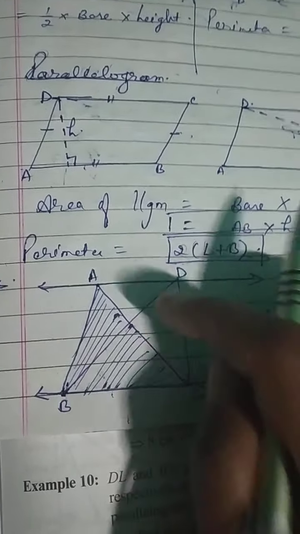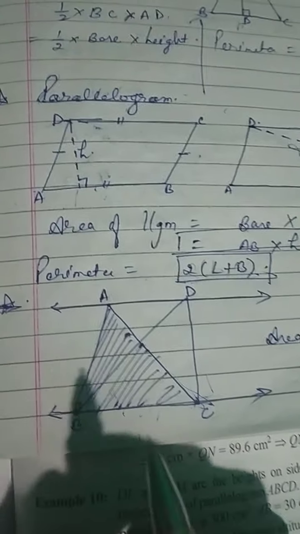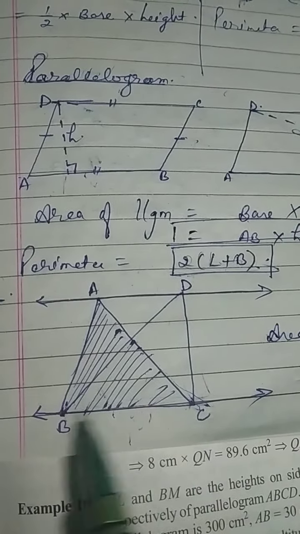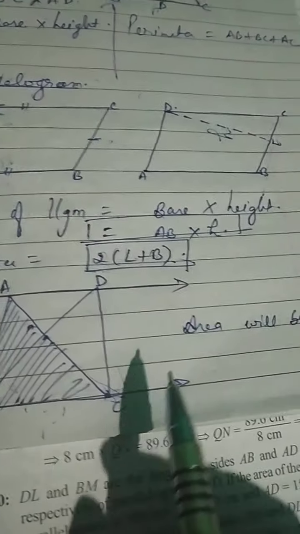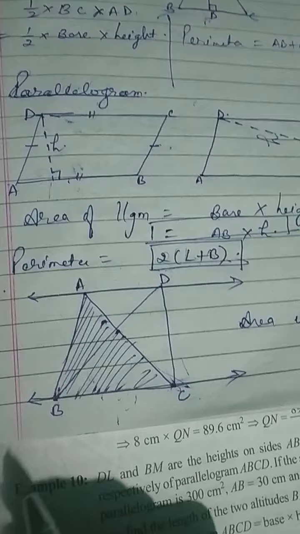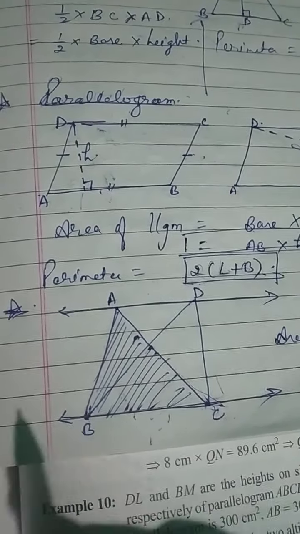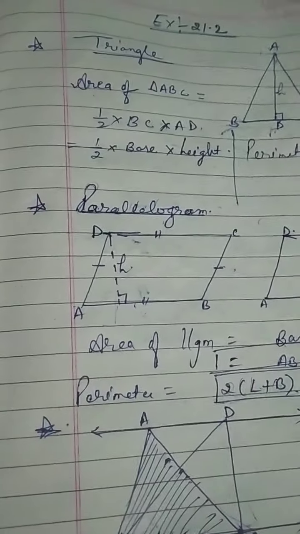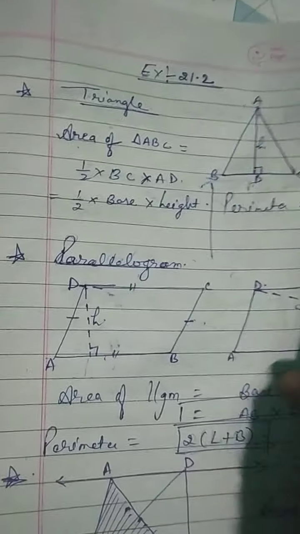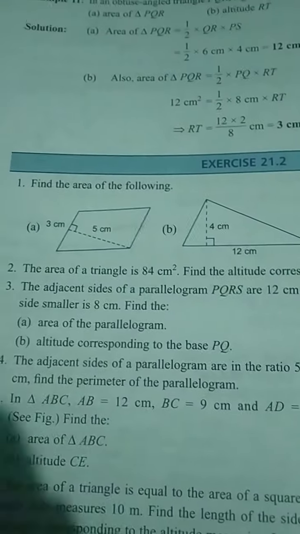So height of both the triangles will be same and base is also same. So in this case, whenever the triangles are between the same parallel lines and on the same base, the areas of both the triangles will be equal. Its area will be equal to its area. Okay, in this case, between the same parallel lines and on the same base. Got it?